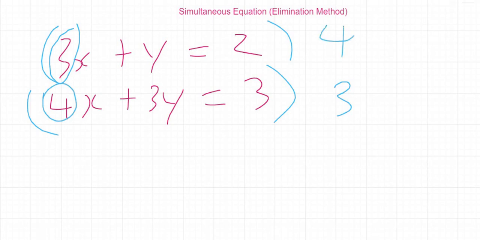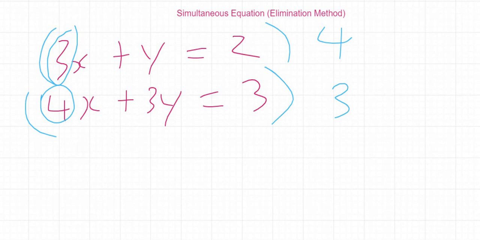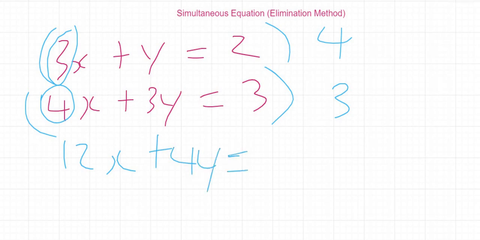So let's go and multiply. We say 4 times everything in equation 1. So 4 times 3x gives us 12x, 4 times y gives us 4y, and 4 times 2 gives us 8. Then use 3 and multiply all the terms in equation 2. 3 times 4x gives us 12x, 3 times 3y gives us 9y, and 3 times 3 gives us 9.